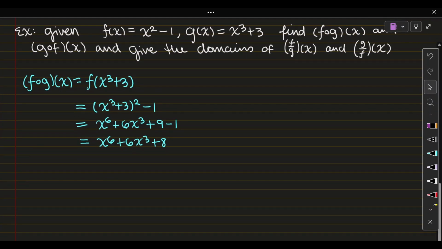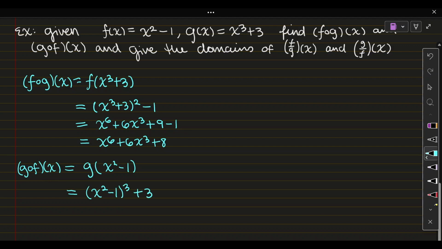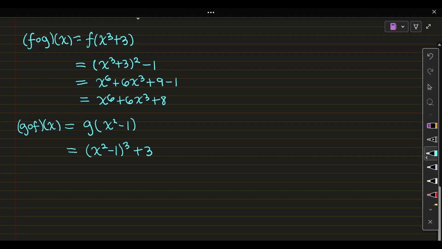So next we want to find g compose f. G compose f of x equals g of f of x, where f of x is x squared minus 1. And then g of x is x cubed plus 3, so I have x squared minus 1, cubed, plus 3. So everywhere there's an x in g of x, I just plugged in x squared minus 1. And I can FOIL this out. I can rewrite this as x squared minus 1, squared, times x squared minus 1, plus 3.